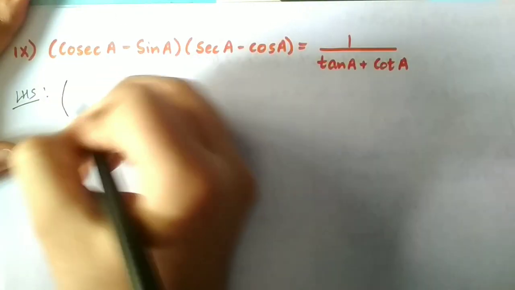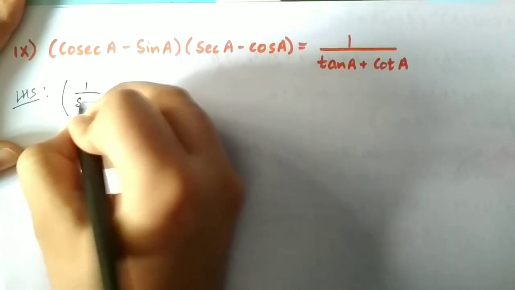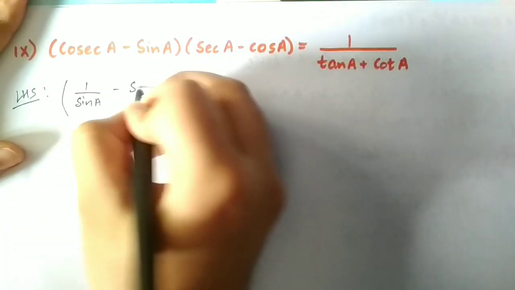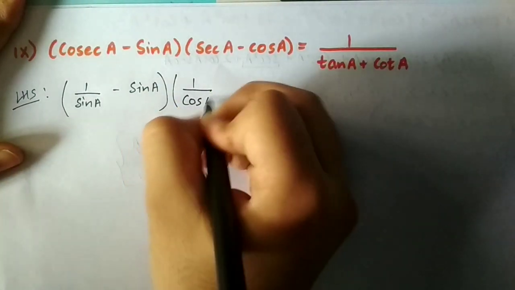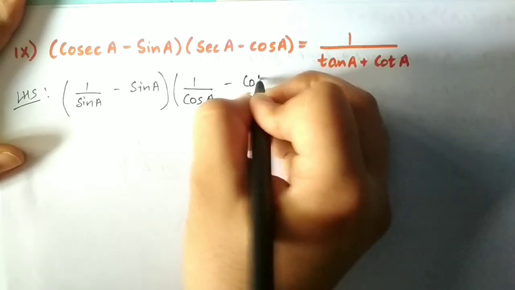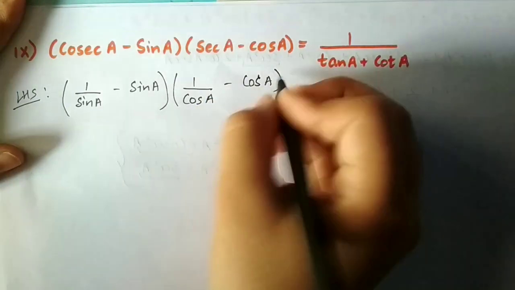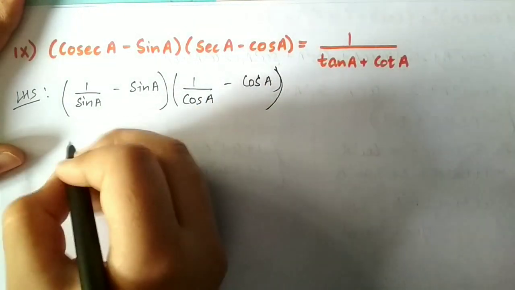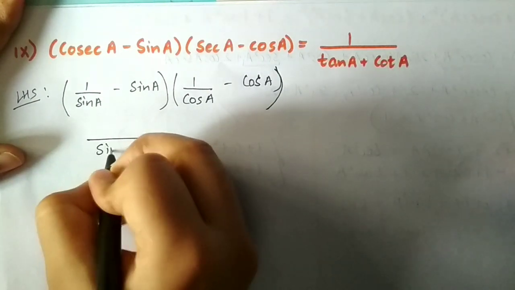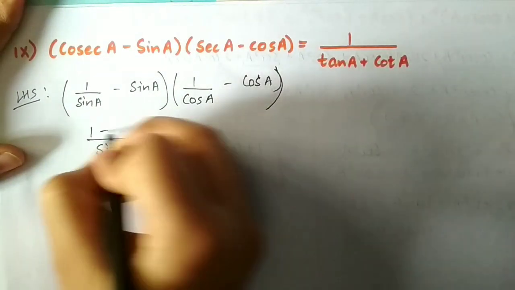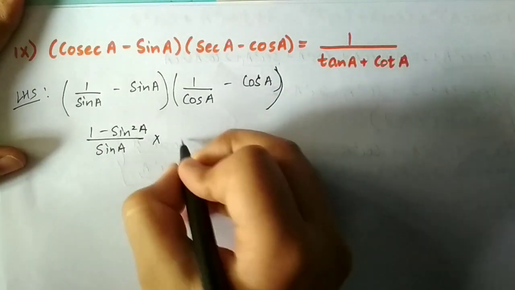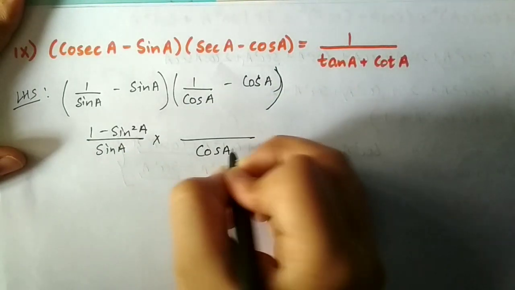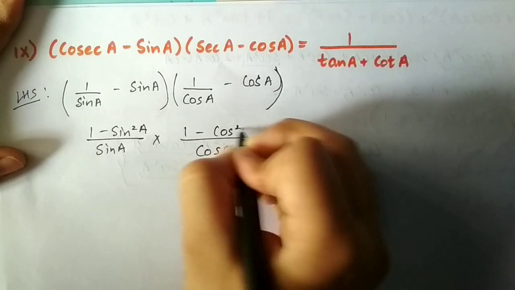So do it. Write cosecant A as 1 upon sin A minus sin A as it is, into 1 upon cos A minus cos A. Now what you will do, now you can take LCM. So take LCM, you get sin A in denominator, 1 minus sin square A, multiplied by cos A in denominator, 1 minus cos square A.